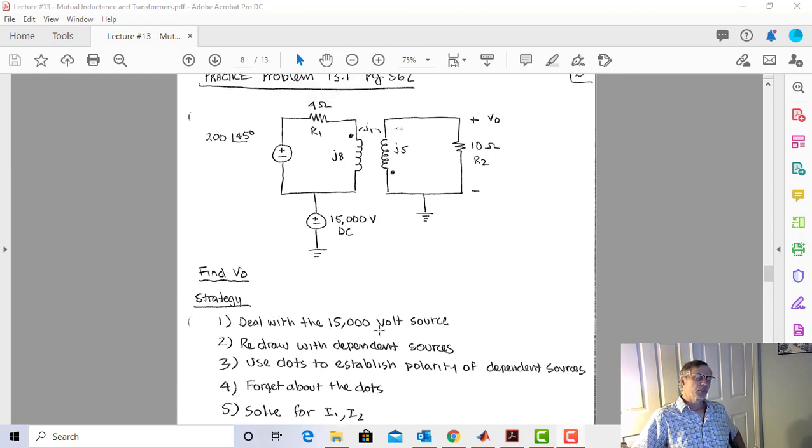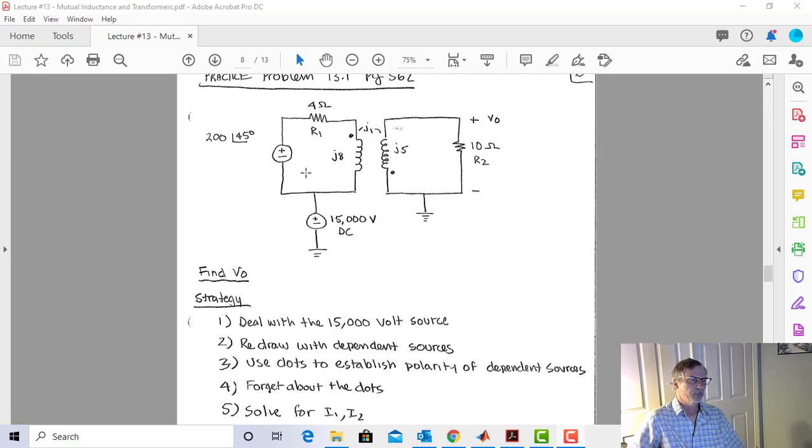All right, so our strategy on this problem: we want to find V out right here. First we'll deal with the 15,000 volt source. What we just decided is that as far as getting V out, we can just blow it off. We don't even need it, because it's not going to affect V out. In other words, this transformer gave us DC isolation. I can put my hand on this part of the circuit. Well, 200 volts, maybe not, but you know what I mean. I'm not going to get zapped by 15,000 volts. Okay, so we got rid of the DC source.